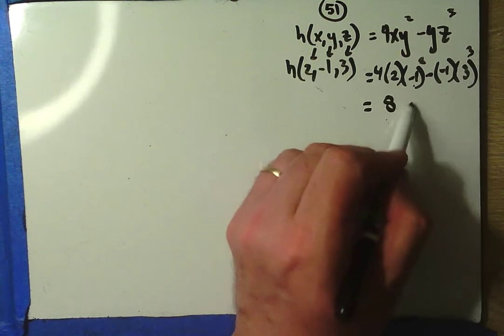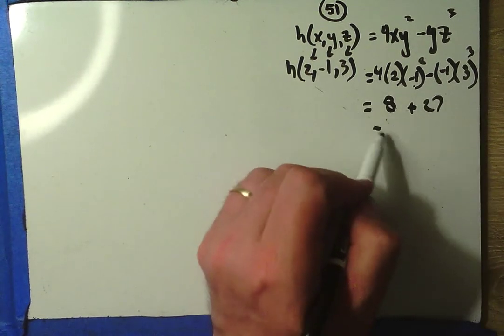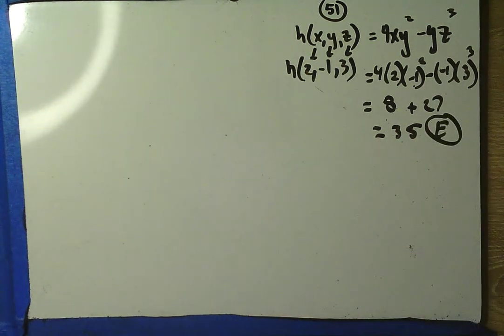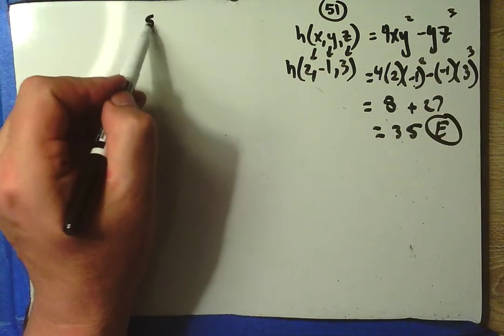So I end up with 8 plus 27, or 35, which is why choice E is my answer to 51.